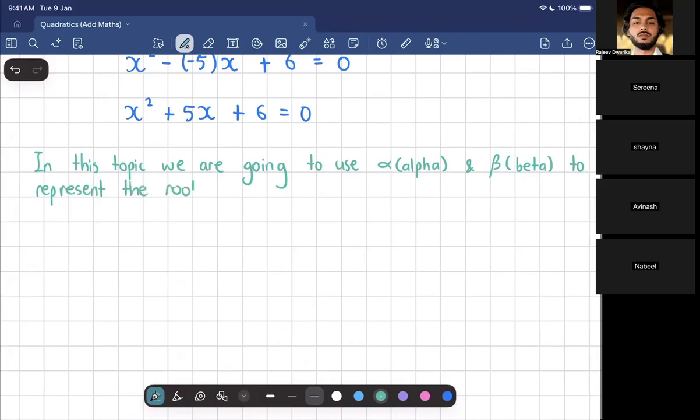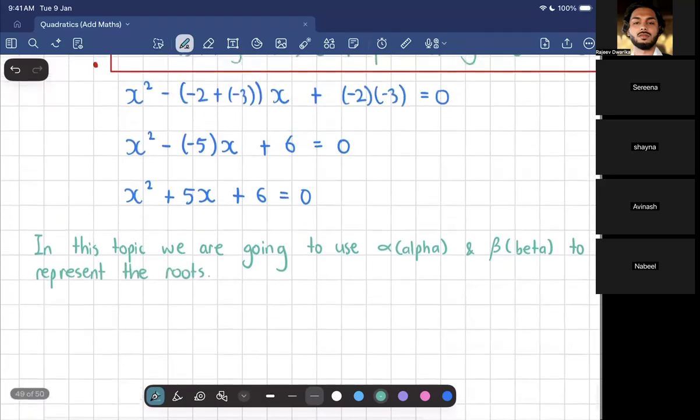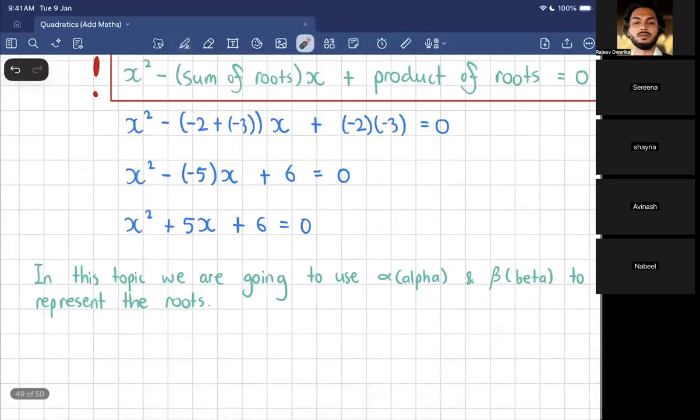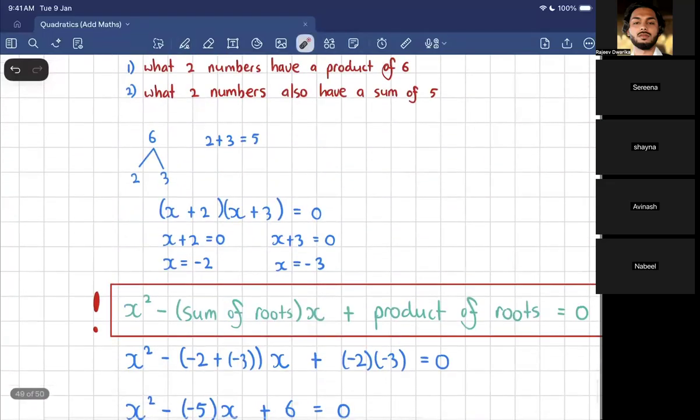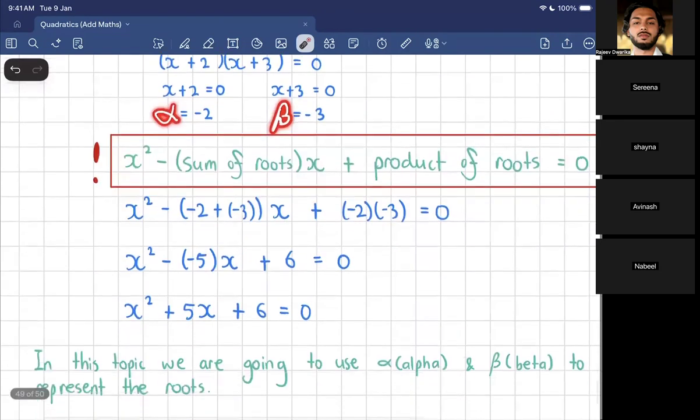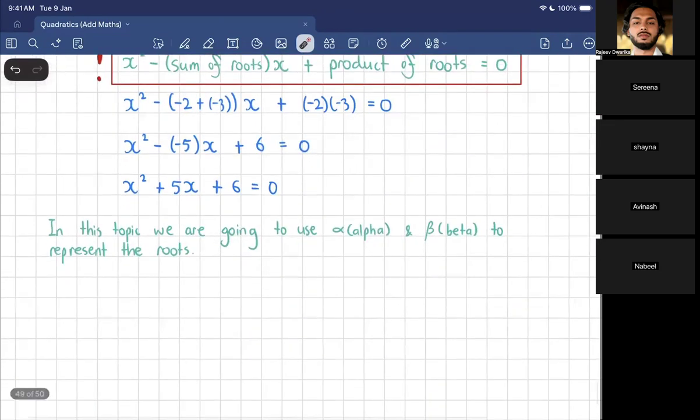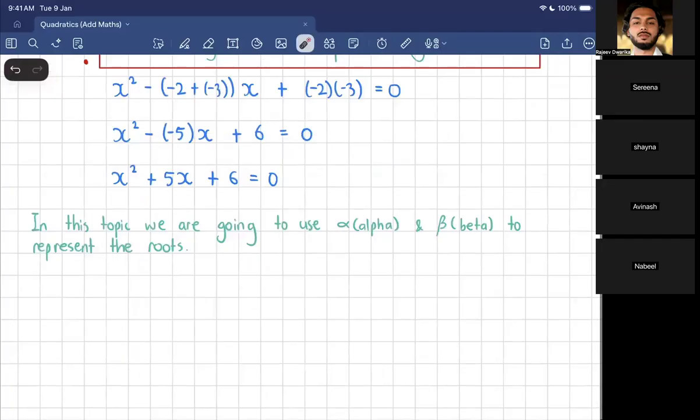So Nabil, please don't get scared, right? In other words, I could have called this alpha and I could have called this beta. So alpha and beta is just the roots. Alpha is one of the roots and beta is the other root. Understand? Yes, sir. Okay, good. So in this topic, we are going to use alpha and beta to represent the roots.